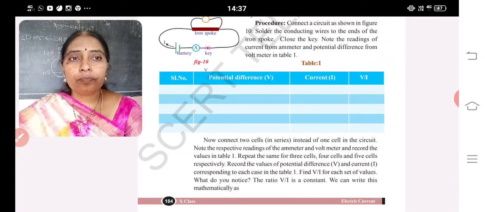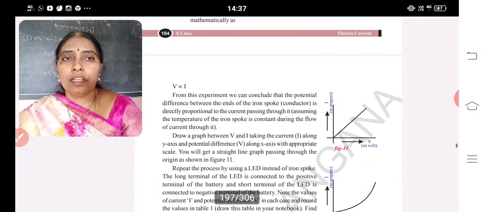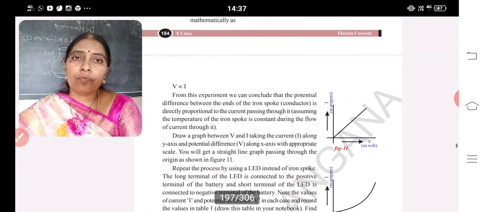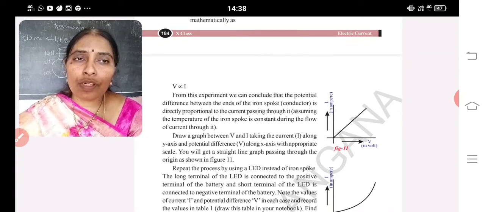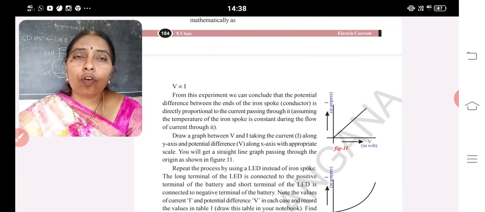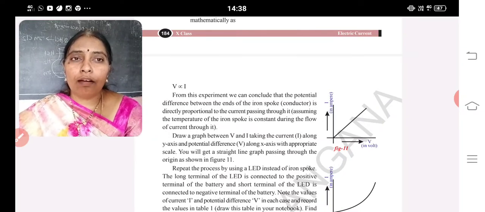Okay. Now we come to V is proportional to I. From this, what are you going to define? V is proportional to I. What is V? V is potential difference. And what is I? Current, electric current. Potential difference is directly proportional to electric current at a constant temperature. This is known as Ohm's law.